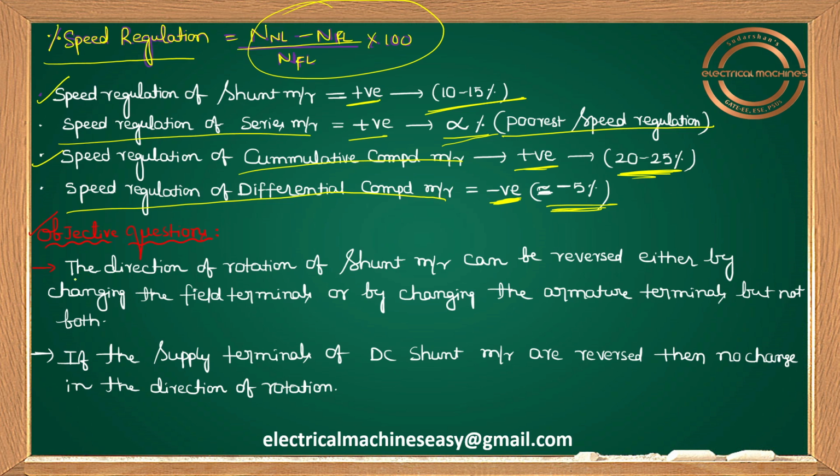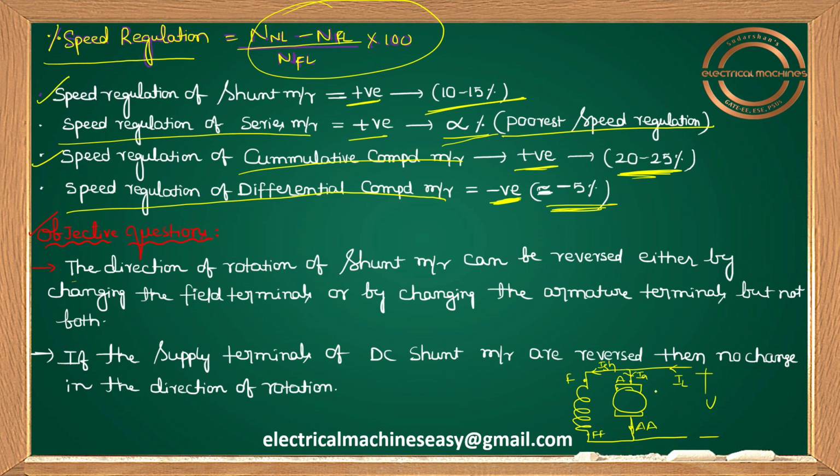First question. The direction of rotation of a shunt motor can be reversed either by changing field terminals or by changing armature terminals, but not both. I already explained this thing. If you want, I'll show you. Let me take a DC shunt motor, with the armature and shunt field winding in parallel with the armature, or I can say in parallel with the supply plus minus V. Here we have IL, IA, and ISH. Let me take the field winding terminals as F and FF, and the armature terminals as A.